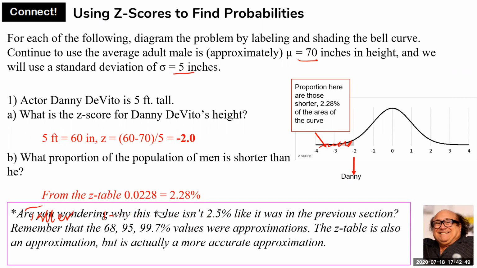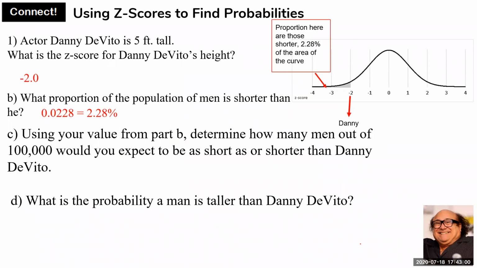So that is how this works. So note, read this instruction closely. Now, using your value from part B, determine how many men out of 100,000 you would expect to be as short as actor Danny DeVito.